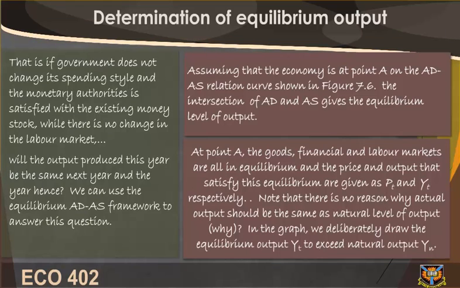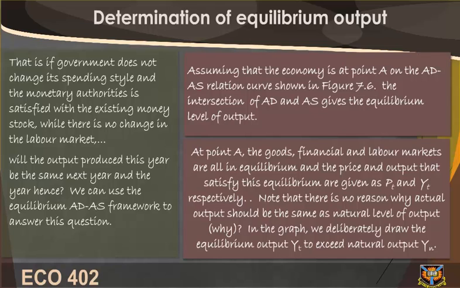That is, if government does not change its spending style and the monetary authorities is satisfied with the existing money stock while there is no change in the labor market, will the output produced this year be the same next year and the year hence? We can use the equilibrium AD to AS framework to answer this question.